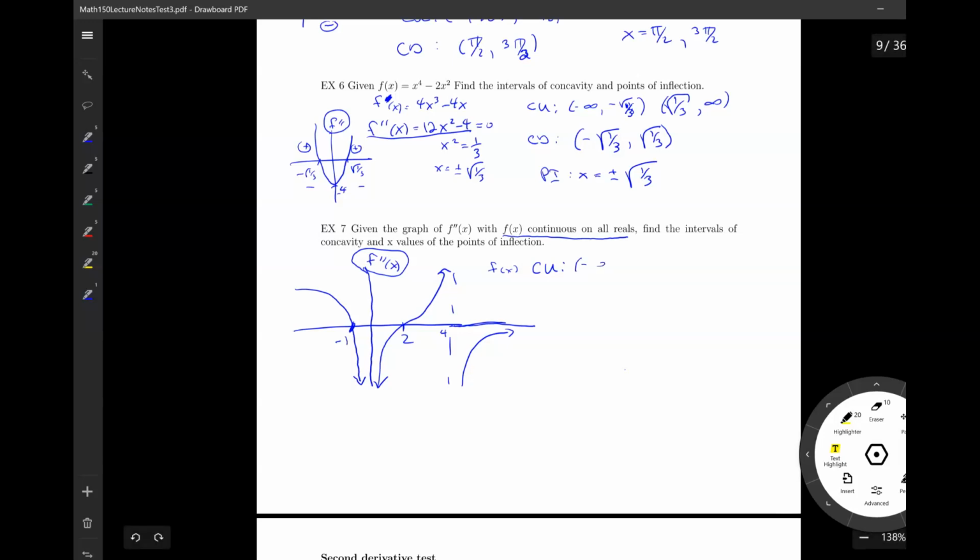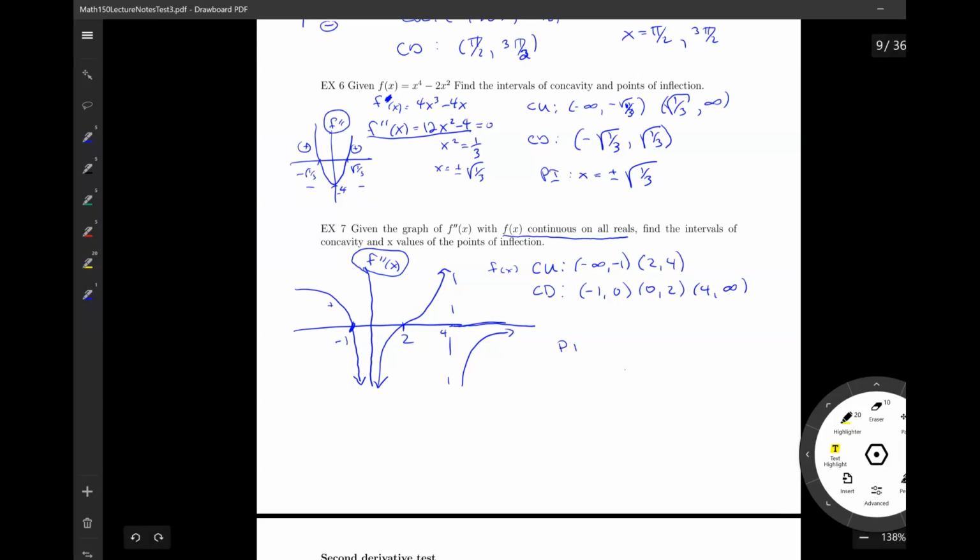So between -infinity and -1, the graph of the second derivative is above the x-axis. Between 2 and 4, the graph of the second derivative is above the x-axis. And where is the graph of f of x concave down? Between -1 and 0, and 0 and 2, and 4 and infinity.